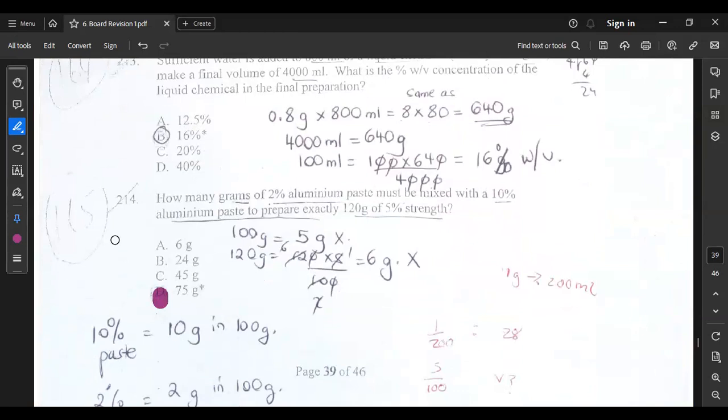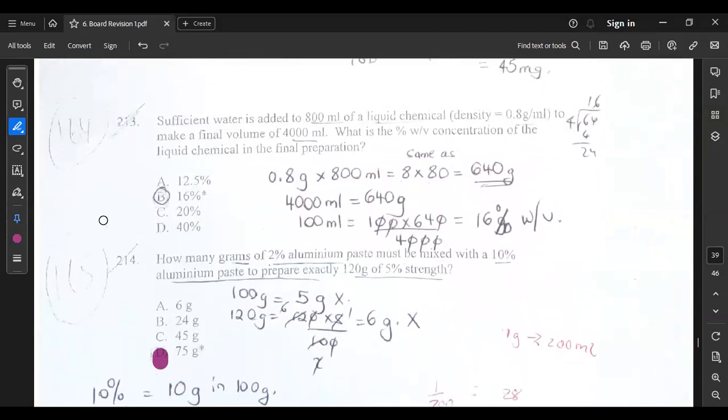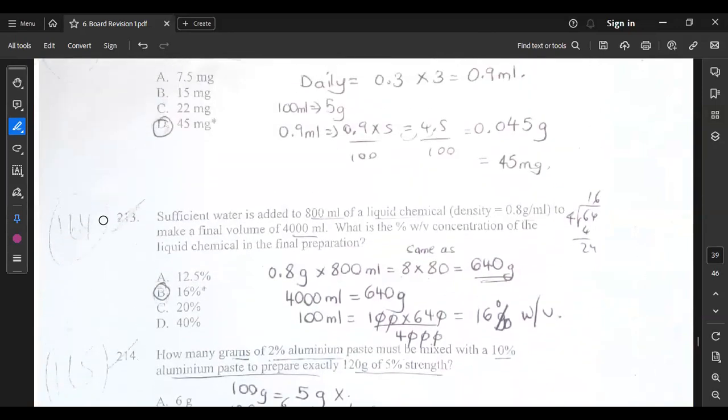Then now question 213. Sufficient water is added to 800 ml of a liquid chemical. The density is 0.8 grams per ml. To make a final volume of 4,000 ml, what's the percentage weight in volume concentration of the liquid chemical in the final preparation?